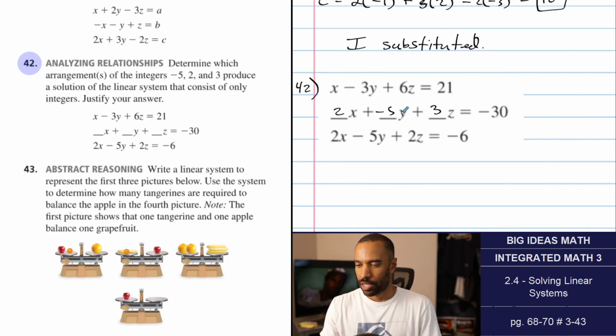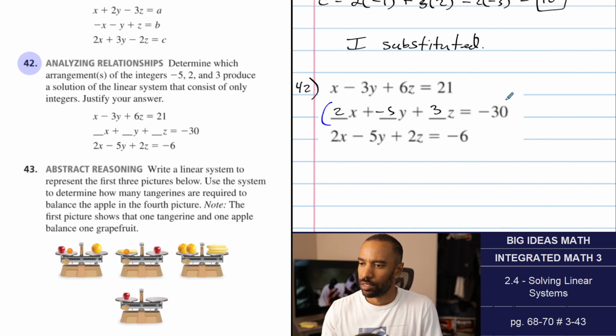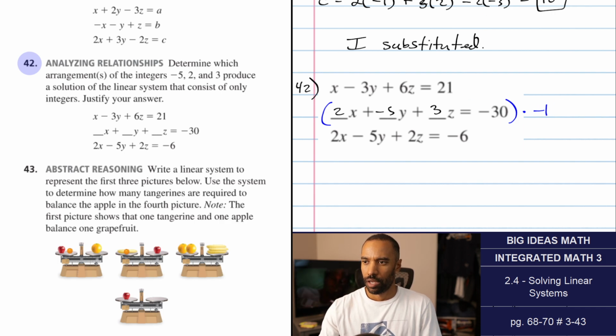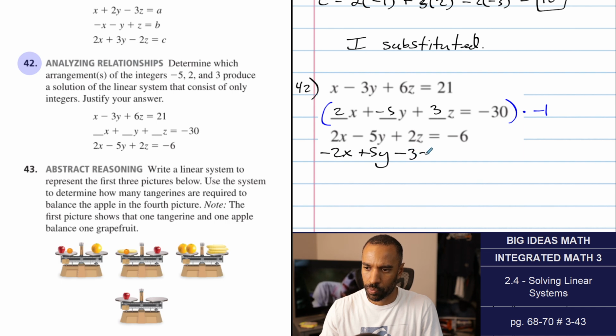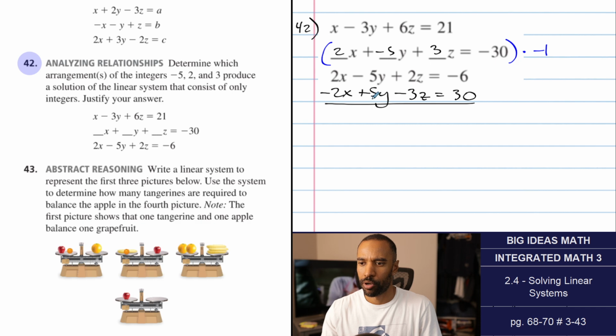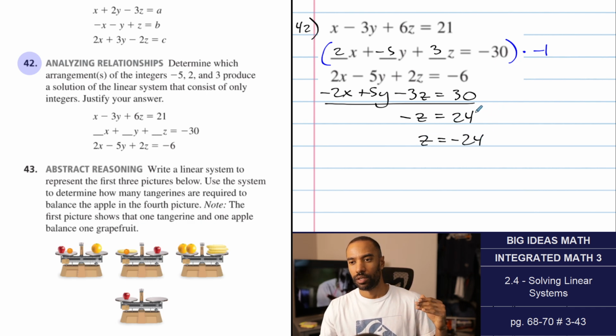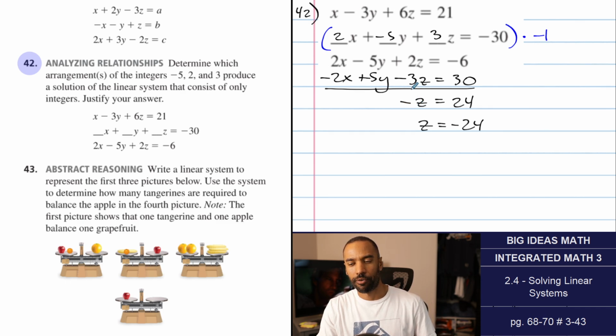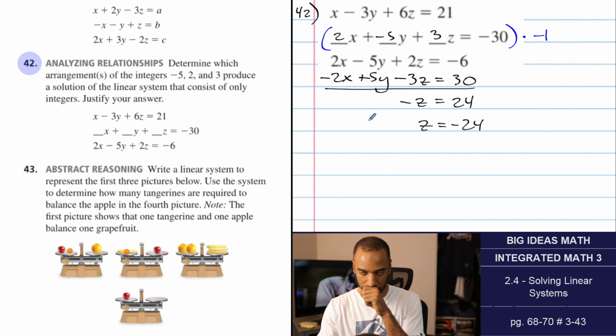Okay, I'm going to multiply everything here by -1. Then I'll get -2x plus 5y minus 3z equals +30. When you eliminate those, boom, boom, this becomes -z equals 24. So z is -24. Well, at least that's an integer. Let's take -24 and substitute it, because that just eliminated both. So now I have to make a system of 2 with these ones.